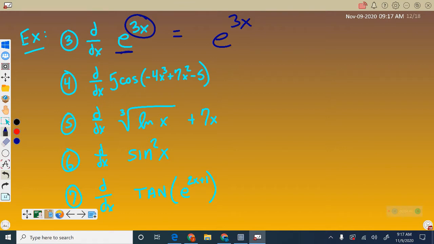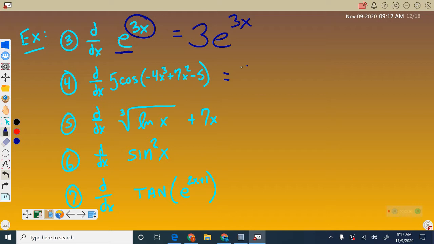You keep the inside the same. But the derivative of the inside still needs to be there as well, so we still need to multiply by 3. And the way they would write that, instead of times 3 at the end, the 3 would go at the beginning: 3e to the 3x. Okay, let's look at number 4.